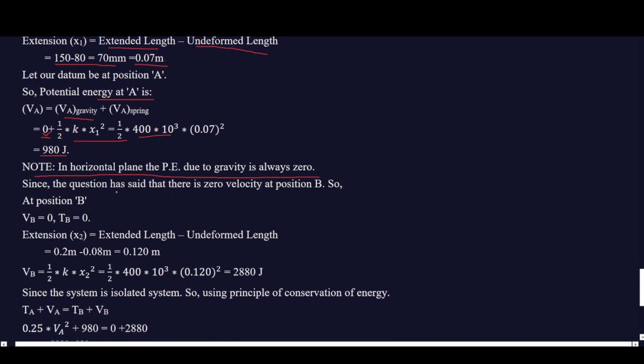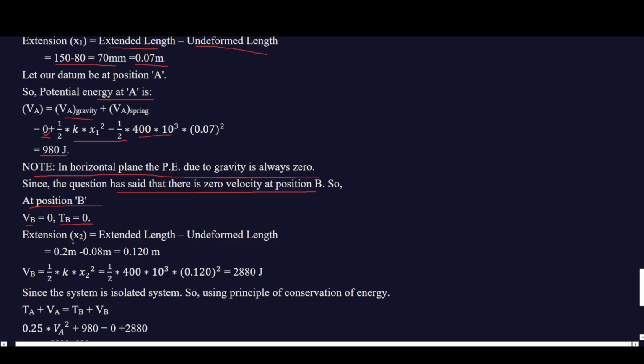One of the most important things while solving this type of problem is that in a horizontal plane the potential energy due to gravity is always 0. Since the velocity at position B is 0, the kinetic energy at position B also becomes 0.